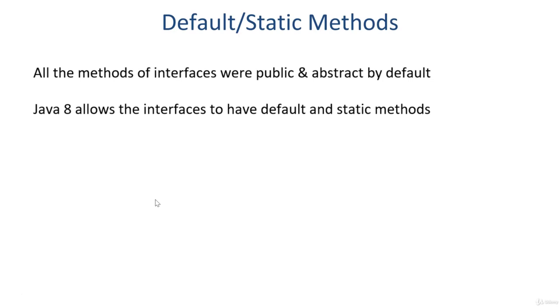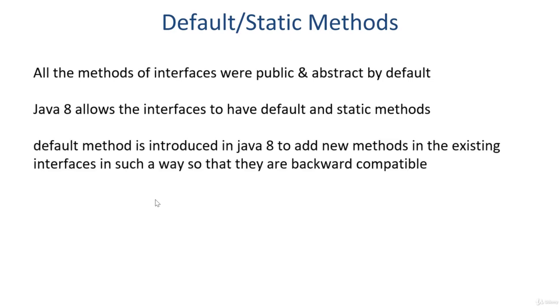So you can now create default and static methods inside the interfaces and provide the implementation of those methods inside the interfaces, without requiring the implementing classes to override those methods. Default methods were introduced in Java 8 to add new methods to the existing interfaces in such a way that they are backward compatible.